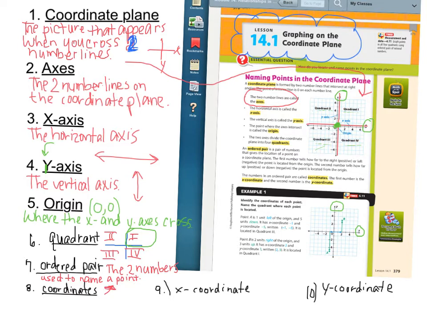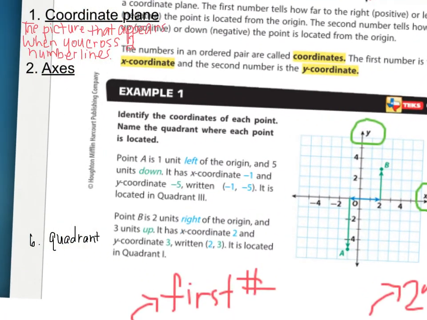The x-coordinate is the first number of an ordered pair. And the y-coordinate is the second number of the ordered pair. And we can remember that because x comes first in the alphabet. X, Y.